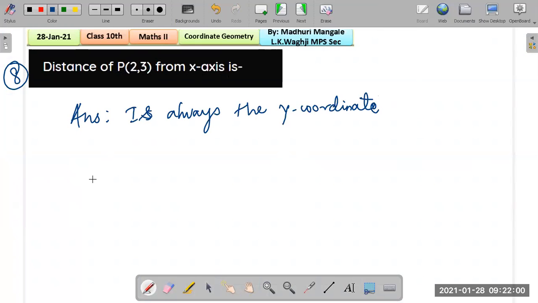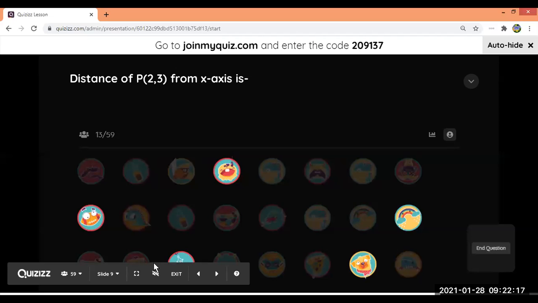So students, what is the y coordinate here? Very simple. You can just look at it and give the answer within seconds, isn't it? What is the distance of this point from x-axis? The answer is the y coordinate. And clearly you can see the y coordinate there. Let us see how many of you have answered it. Okay, you all are still answering.